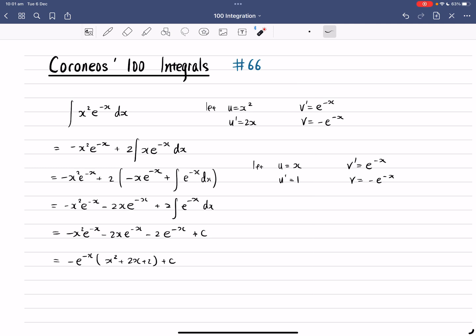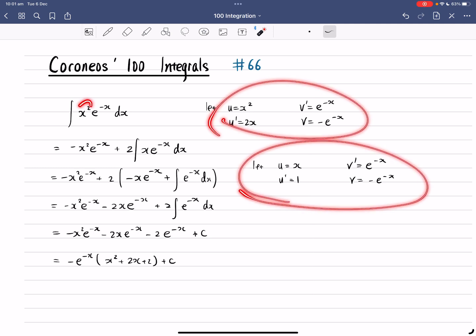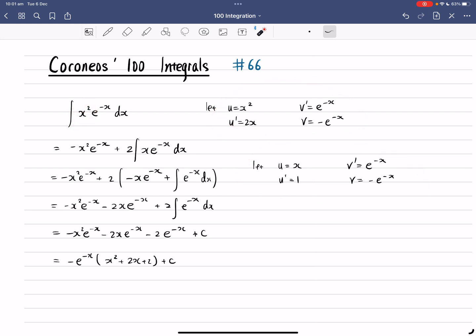All right, so this question requires you to do 2 applications of integration by parts, but each time you're reducing the power of x by 1 at a time until you don't have an x attached to this exponential function. So therefore, you can integrate this one easily. That's the process to do this question.